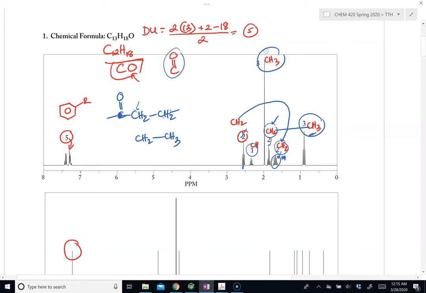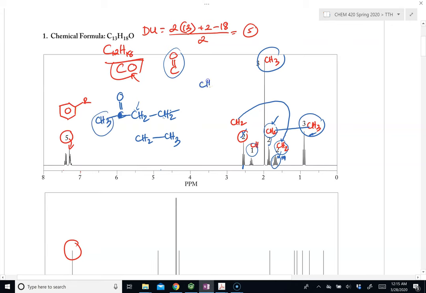Now we have this methyl group, and we know that it cannot be connected to anything else, but it should be connected to something slightly electron withdrawing, so that it will have the right chemical shift. We cannot connect this piece to the benzene ring directly because that would terminate this molecule. So it has to connect to this carbonyl, so that it has the right chemical shift. Therefore, we now have this piece, and we know it can be connected to this.